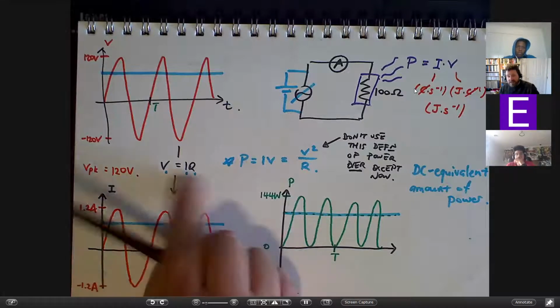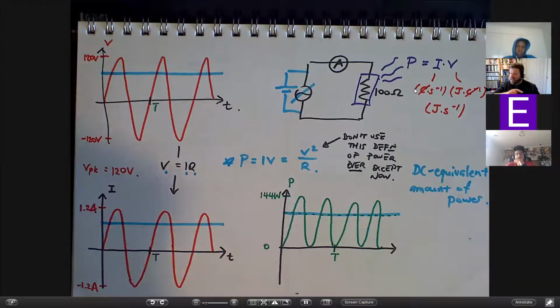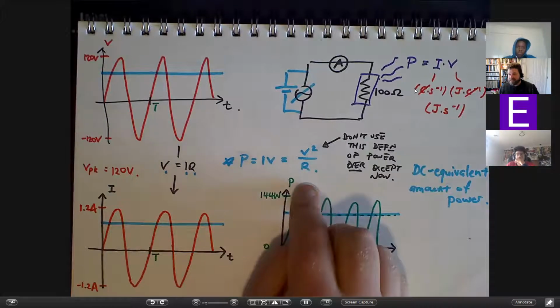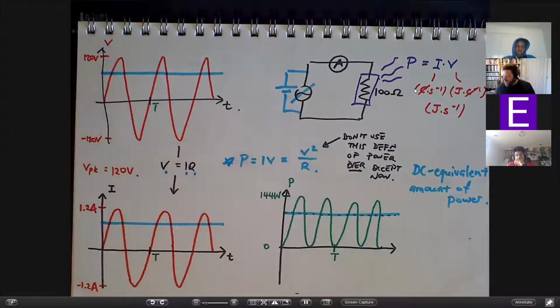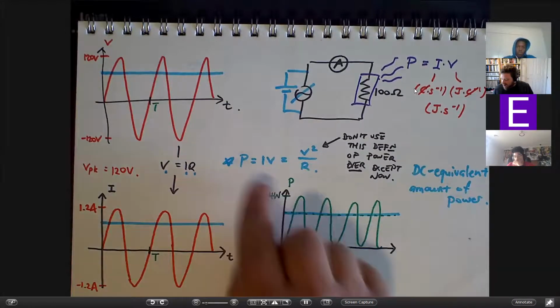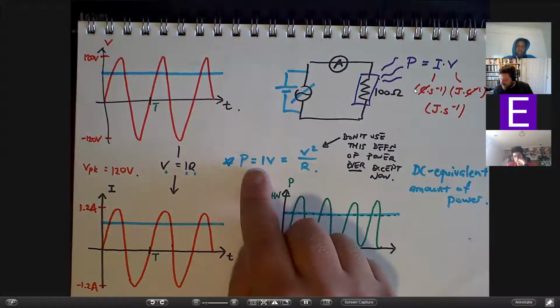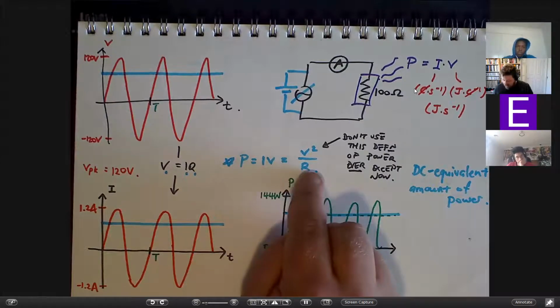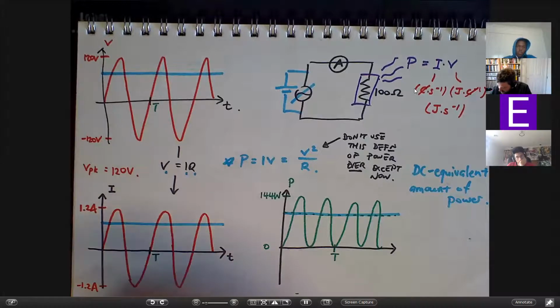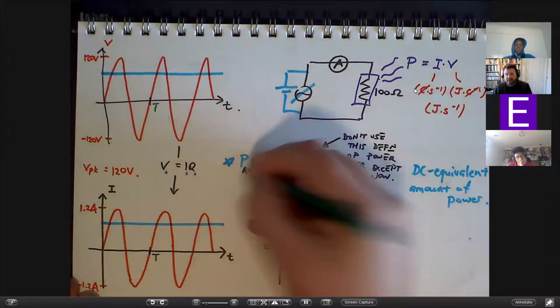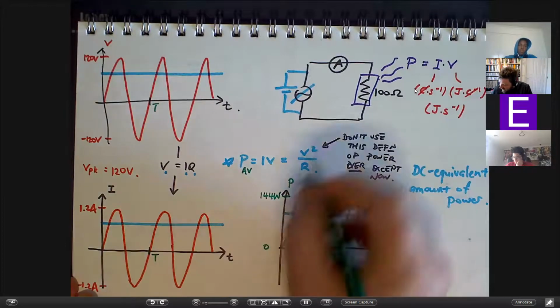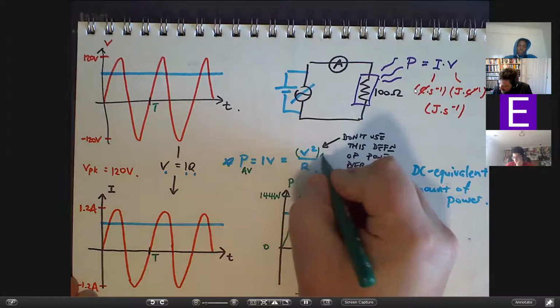You can write P equals IV. You can write P equals I squared R if you eliminate the V the other way. And you can also write P equals V squared on R. This is the way that causes mistakes. So don't do this, right? Except right now. Okay. So if the amount of power we have is equal to V squared on R, and we're looking for the average amount of power, then what we're looking for is the average of V squared.